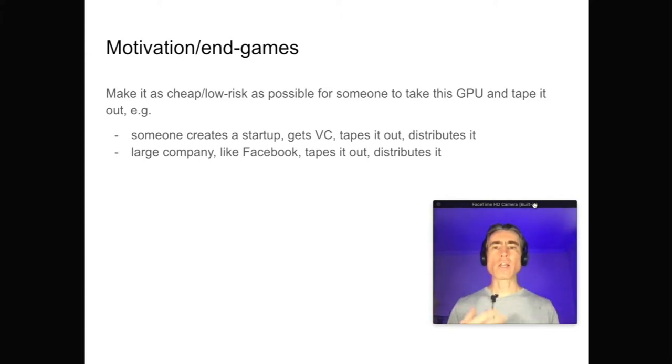So then there are two possible ways forward, I see. One is that someone creates a startup, gets VC, tapes it out, and distributes it. Another is that a large company like, say, Facebook could tape it out and distribute it. Why might Facebook do that? Well, that creates an alternative to Google's TPU, for example.